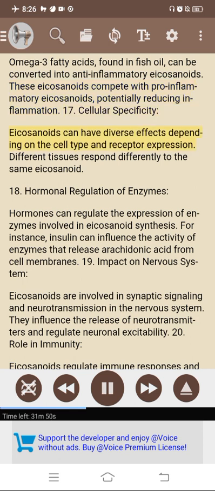17. Cellular specificity. Eicosanoids can have diverse effects depending on the cell type and receptor expression. Different tissues respond differently to the same eicosanoid. 18. Hormonal regulation of enzymes. Hormones can regulate the expression of enzymes involved in eicosanoid synthesis. For instance, insulin can influence the activity of enzymes that release arachidonic acid from cell membranes.